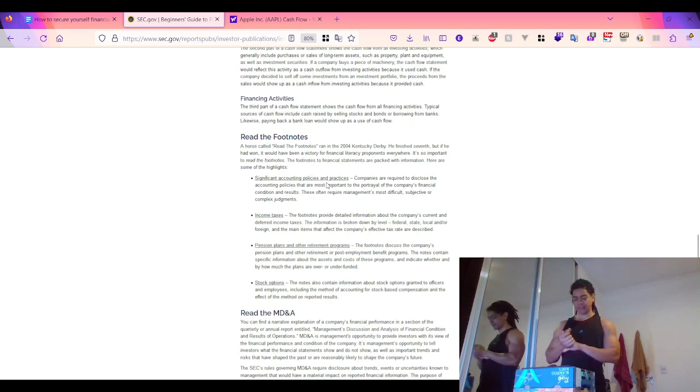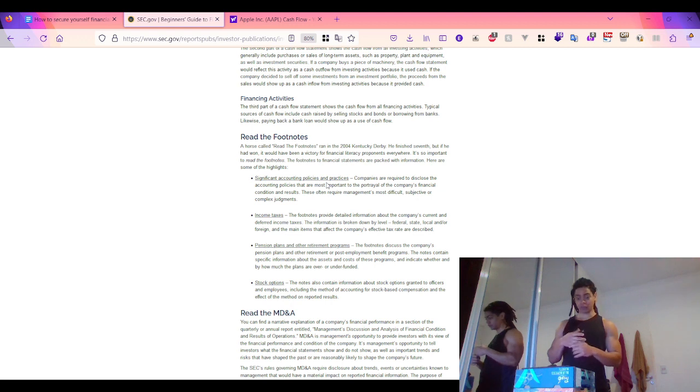And then I read the footnotes. Here they're packed with very, very important information that provides more context to the financial statements, such as significant accounting policies and practices. So, how these companies adhere to, for example, GAAP, the generally accepted accounting principles, or the International Financial Reporting Standards. The first focuses on US public companies, the second on international companies, where the whole point, especially when you want to see financial statements across the globe, is to make them transparent, consistent, and easily shareable around the globe.